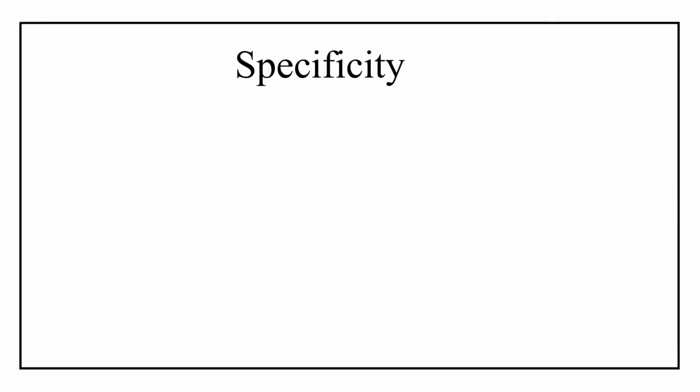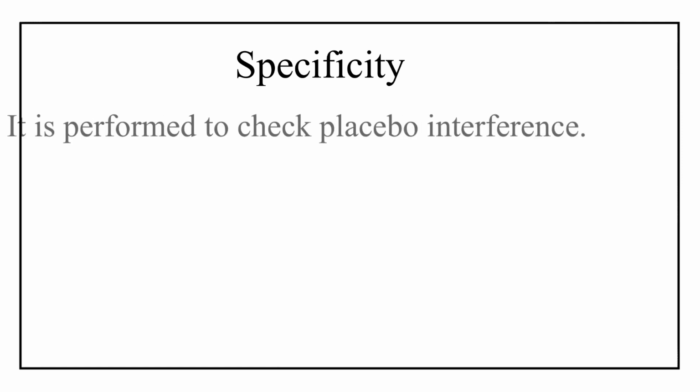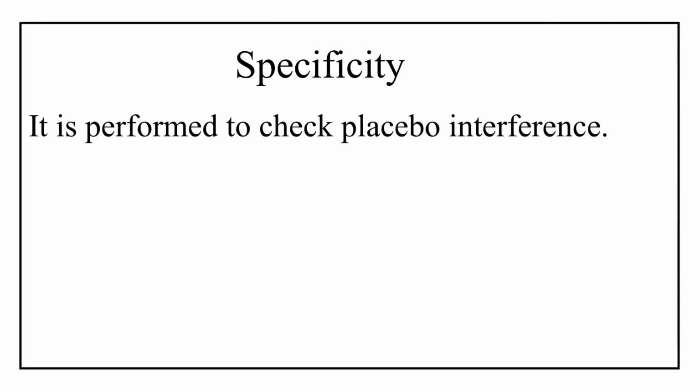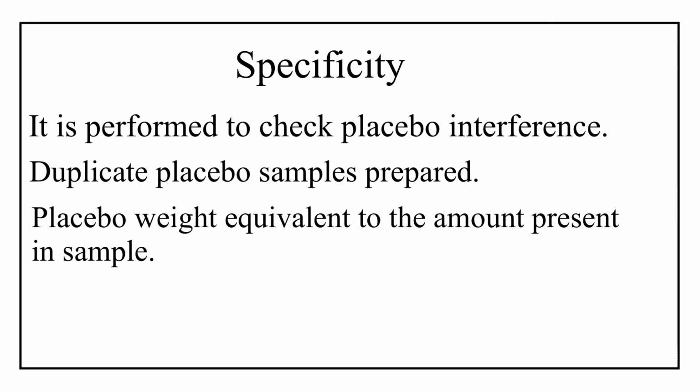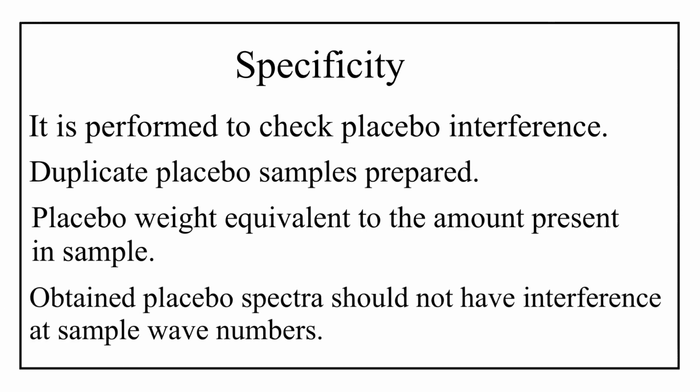Specificity. Specificity parameter is performed to check the interference of the placebo with the active ingredient. To execute the specificity parameter, duplicate samples are prepared. Now the question arises, how are the samples prepared? So the answer is, samples are prepared by taking the placebo weight equivalent to the amount present in the sample. Further, these duplicate placebo samples are analyzed as per standard test procedure of the IR test. Now the obtained spectra of these placebo samples are checked for any kind of interferences at targeted wave numbers.